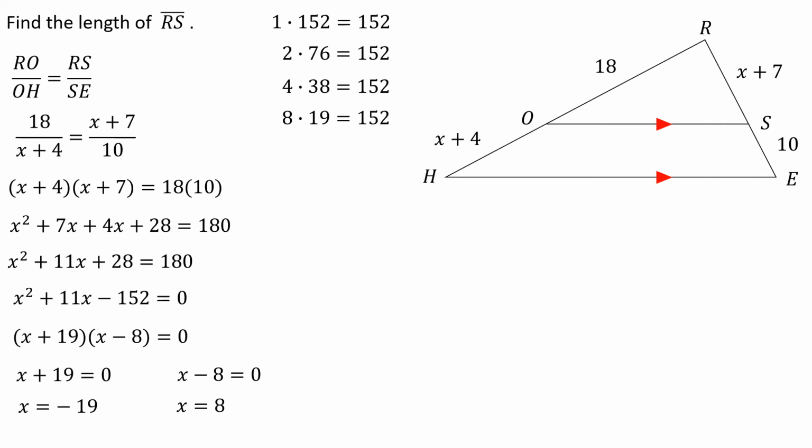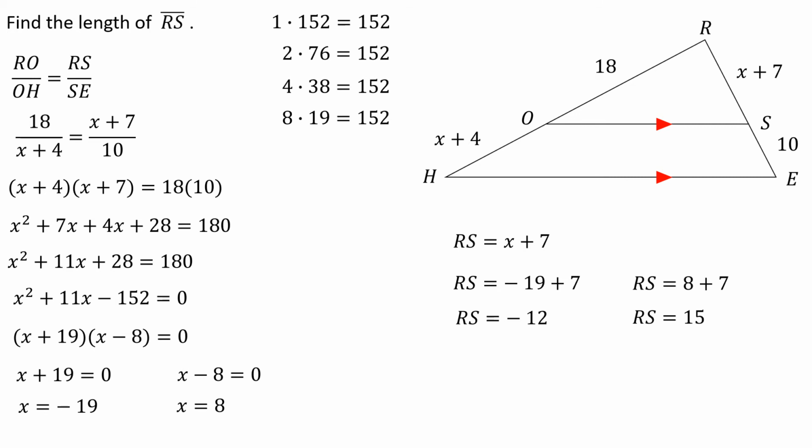Wait for it. RS is supposed to be x plus 7. Does negative 19 plus 7 give me a valid solution? No. We are going to assume that the distance on any polygon or any part of any polygon is going to be positive. Well, let's try 8 plus 7. Yes, that is certainly reasonable. RS could indeed be 15.